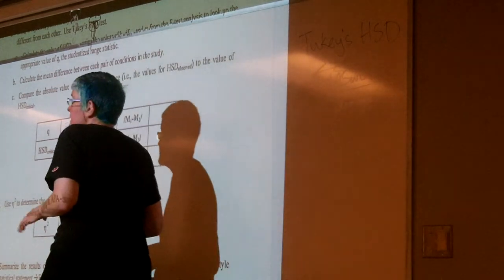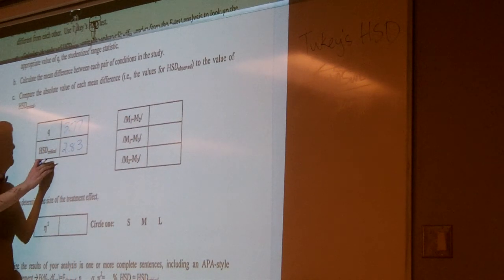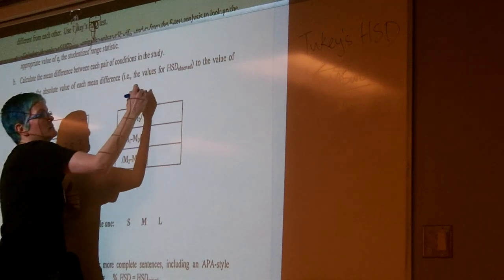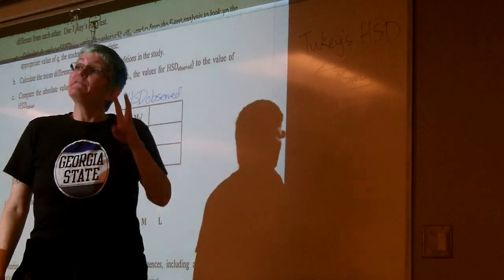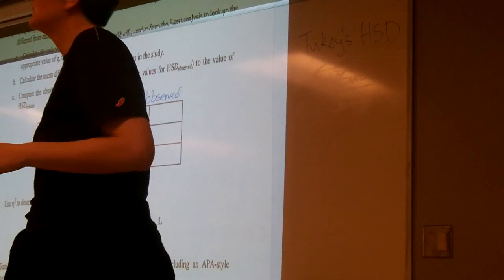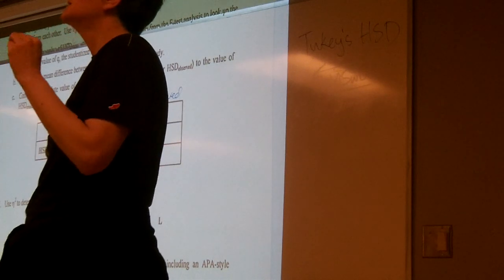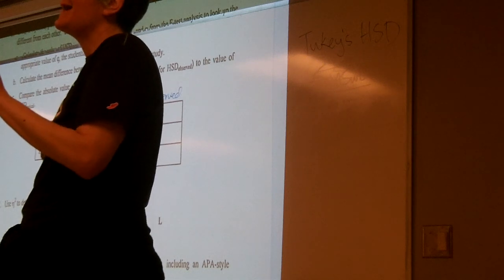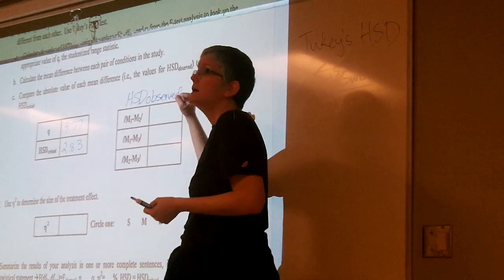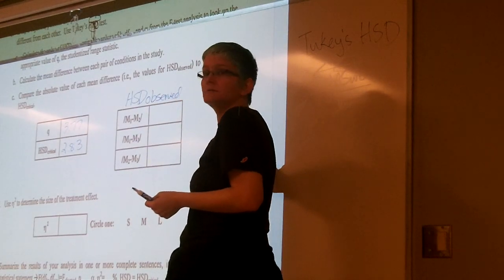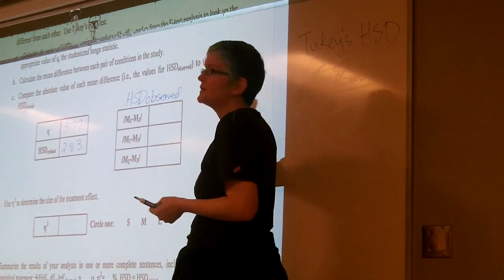Okay, now I've got my critical value. Now I need to calculate my observed values. Okay, so here's my critical value. Now I'm going to calculate my observed values. And I'm going to have 3 observed values for this study. And that's because I have 3 conditions, and that means I have 3 pairs I can compare: condition 1 with condition 2, condition 1 with condition 3, and condition 2 with condition 3.